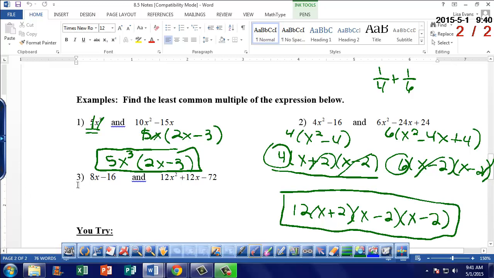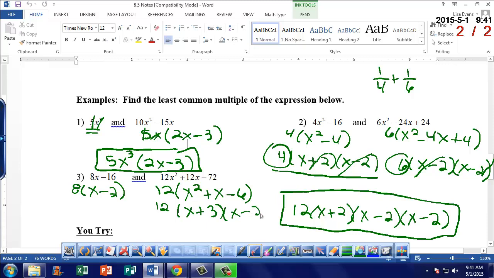Number 3. I'm going to factor out an 8. I'm left with x minus 2. I'm going to factor out a 12. I'm left with x squared plus x minus 6. I can factor this further, so I have 12 times x plus 3 and x minus 2.